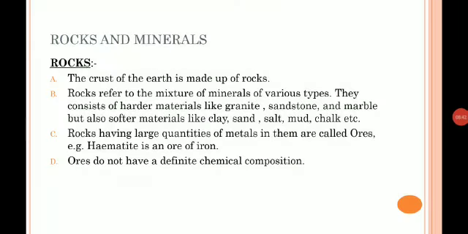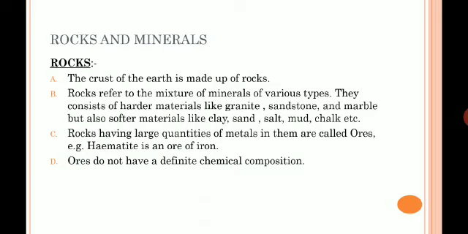Okay, let's talk about the rocks and the minerals. First, we'll talk about the rocks. Very simple, very easy. The crust of the earth is made up of rocks. Rocks refer to a mixture of minerals of various types. They consist of harder materials like granite, sandstone, and marble, and also softer materials like clay, sand, salt, mud, chalk, etc. Rocks having larger quantities of metals in them are known as ores, like hematite is an ore of iron, and they do not have a definite chemical composition.